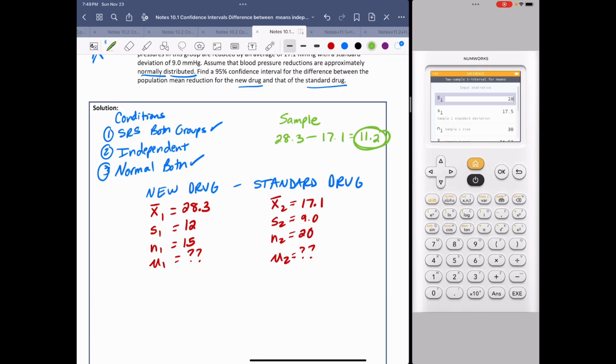So my X bar 1 is 28.3. My S of 1 is 12. My N of 1 is 15. My X bar 2 is 17.1. My S of 2 is 9. My N of 2 is 20. And I'm doing 95% confidence. And you're going to just keep going to next.